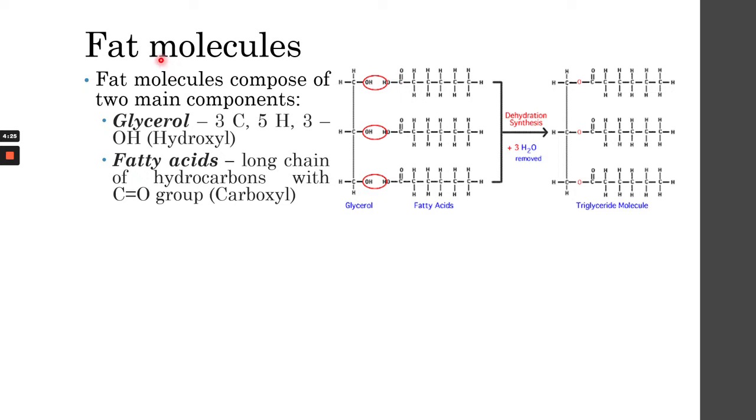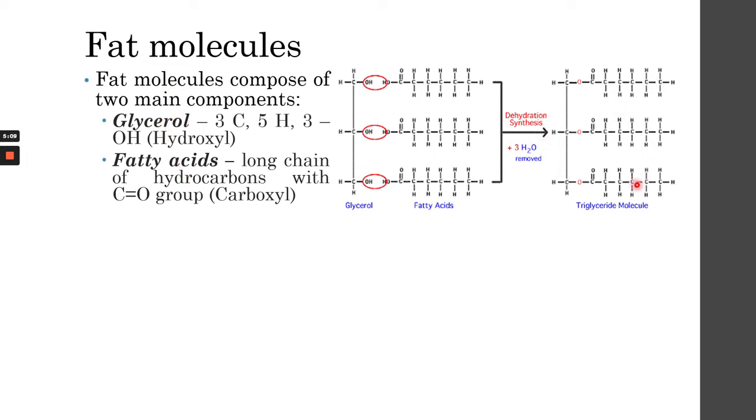So in order to create fat molecules, this glycerol and usually three fatty acids combine together in a process called dehydration synthesis. Dehydration because we are removing three molecules of H2O, and the OH groups come from the glycerol and one H from the fatty acids. And synthesis because we are creating a triglyceride molecule.